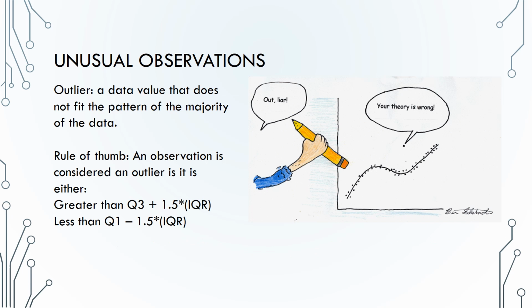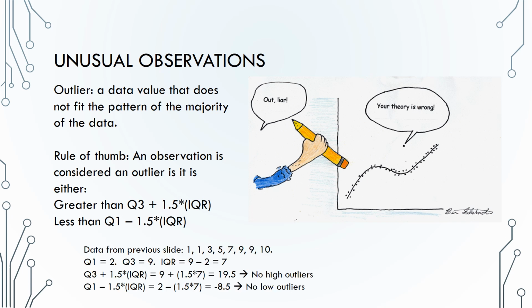Unusual observations are often called outliers, or data values that do not match the pattern of the majority of the data. The 1.5 IQR rule is typically used to determine if a value is an outlier. Any data value outside the range of Q1 minus 1.5 times your IQR, or Q3 plus 1.5 times your IQR, is considered an outlier. Using the same data set seen previously, no outliers are identified.